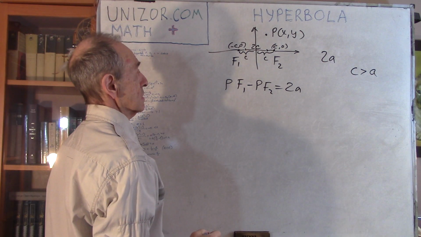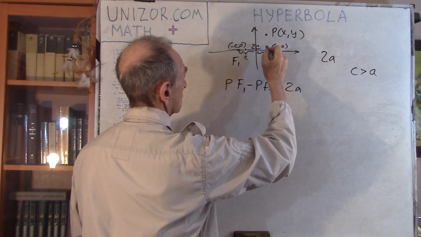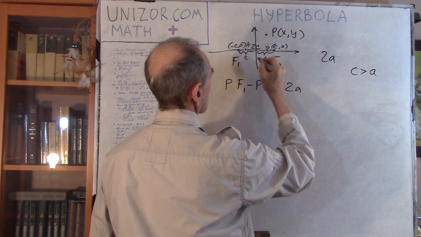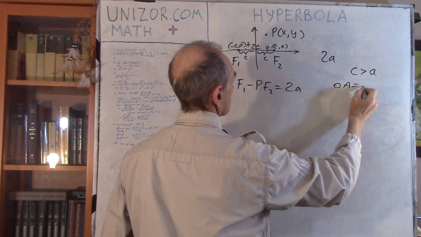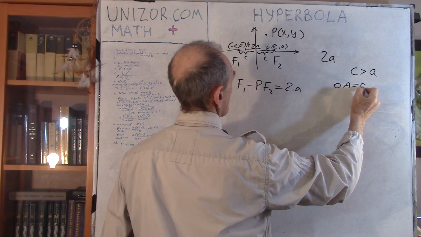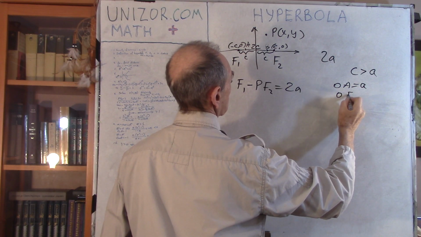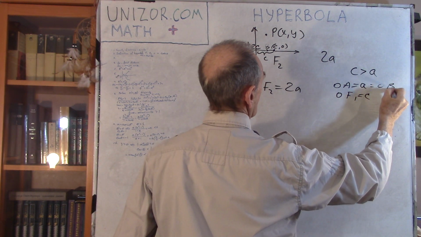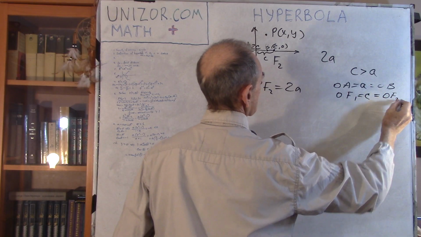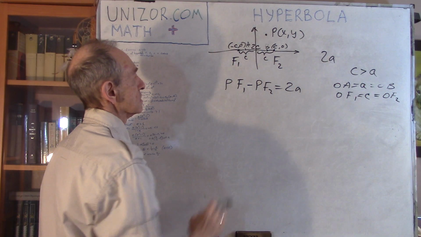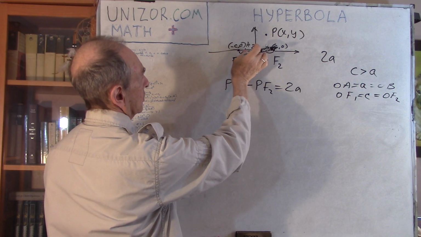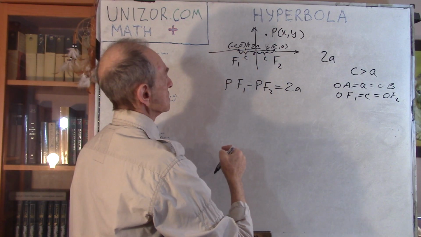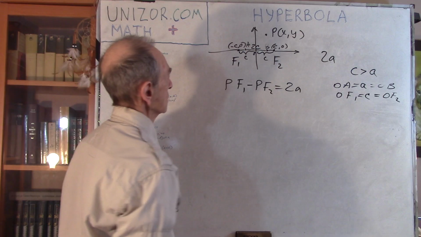Let's call the points A and B. So OA is equal to a, OF1 is equal to c, and the same as OB and OF2. I'm talking about distances, not coordinates. So this distance is c, but the distance from the origin to point A is a, and c is greater than a.